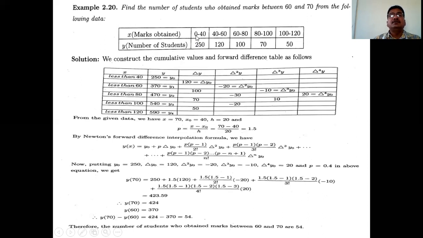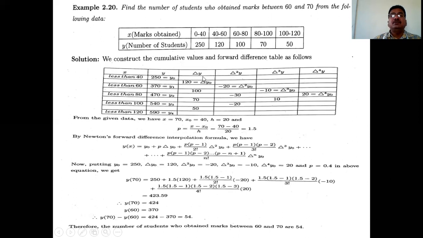So the marks obtained between 0 to 40 are 250. Then between 40 to 60, 120. Then from 60 to 80, the number is 100, and then 80 to 100, 70, and then 100 to 120, the number of students is 50.